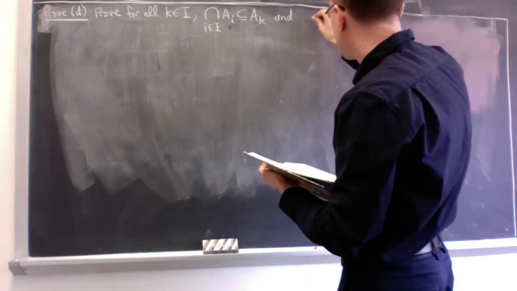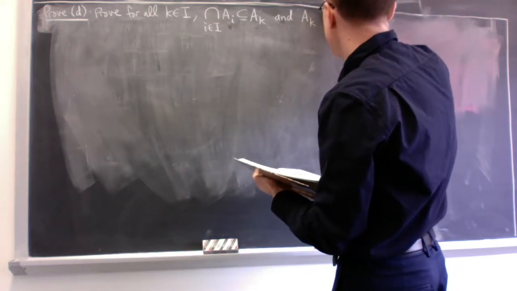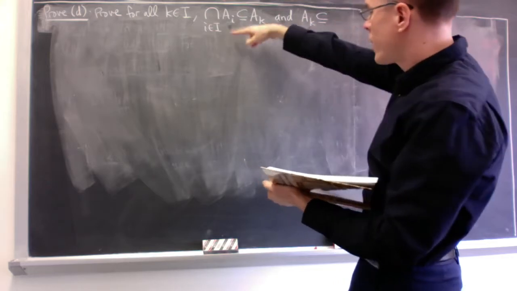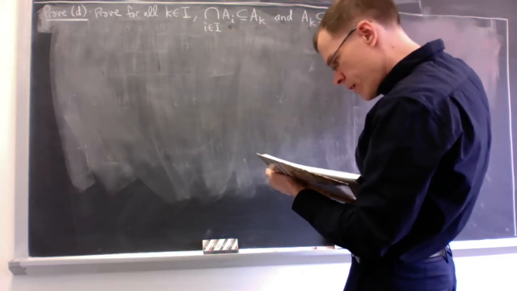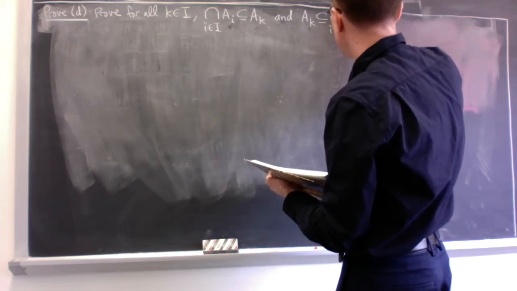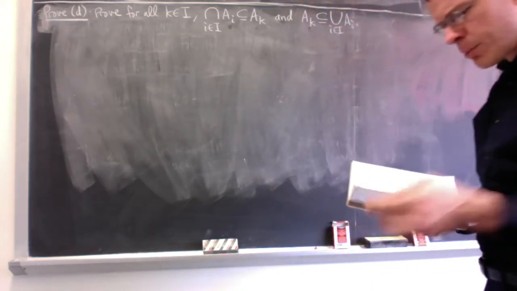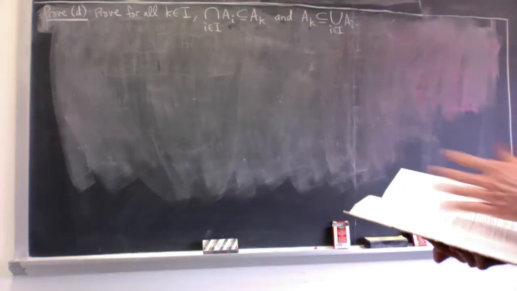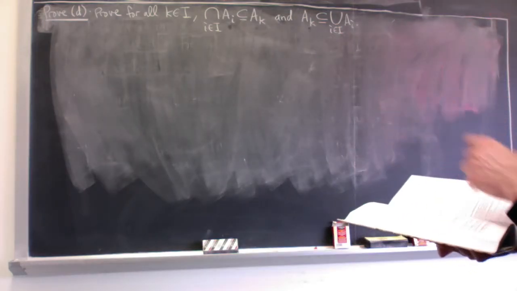And also, A_k, one particular set among all of these sets that we've got, is going to be a subset of the union of all of the sets we're looking at. By the way, I didn't write the setup, which is the same setup from the beginning. We have an index set. We have all these sets A_i and B_i.